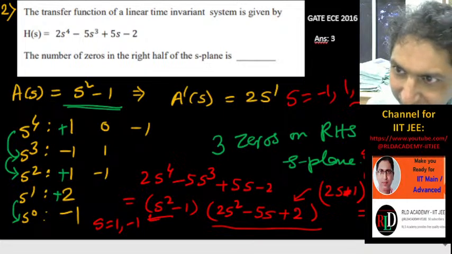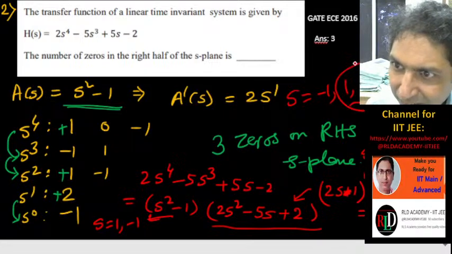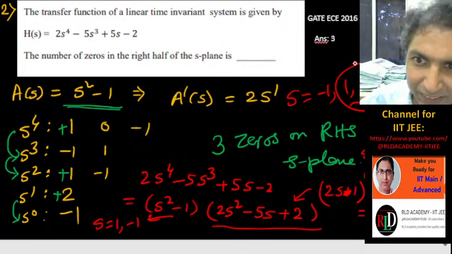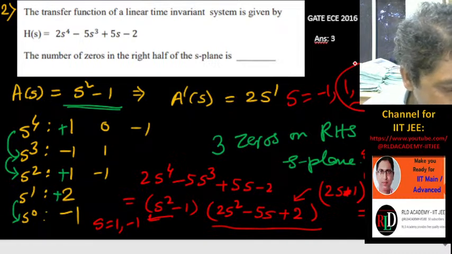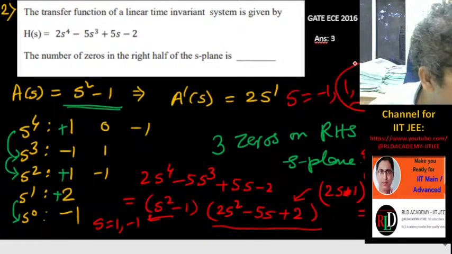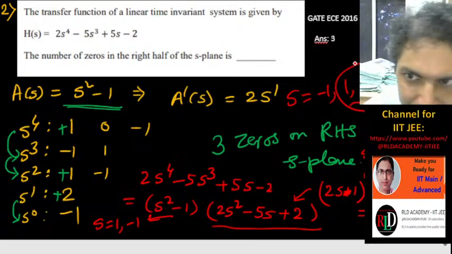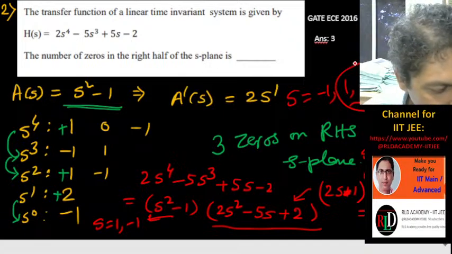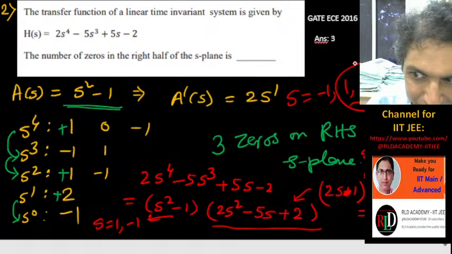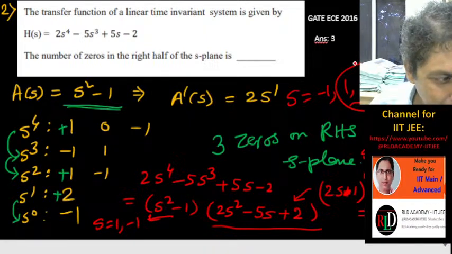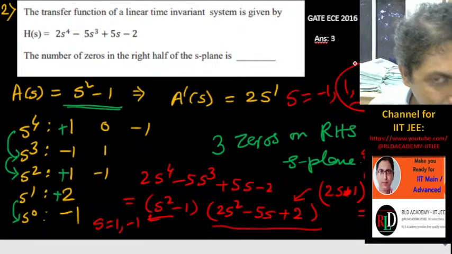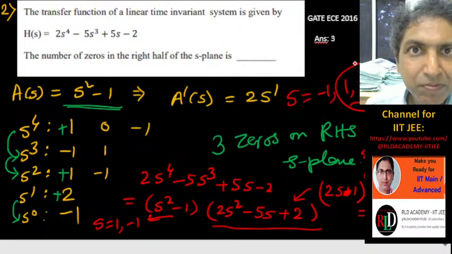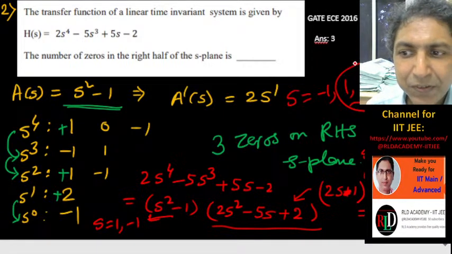So these are the 3 roots on the right hand side. So the number is 3. Joy, it is fine. Is it clear to you? Is it fine, everybody?